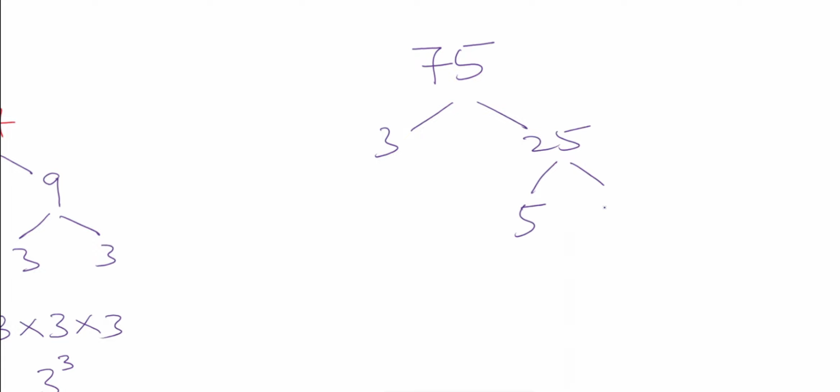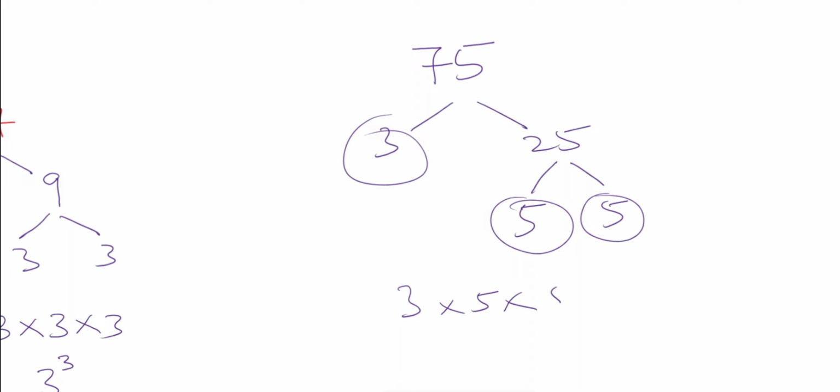So let me do it. But strangely, 5 and 5 exhaust all of them. And 5 and 5 themselves are prime numbers. So I've come to the end of my prime factors. So the prime factors of 75 then becomes 3, 5, and 5. And when I multiply them, I get 75. So I can tidy it up and say 3 times 5 to the power 2. And that is it. Okay, so that is how you will find prime factors.